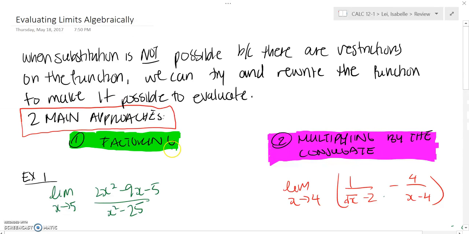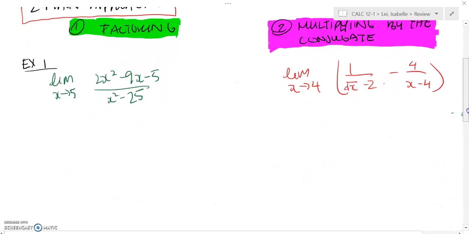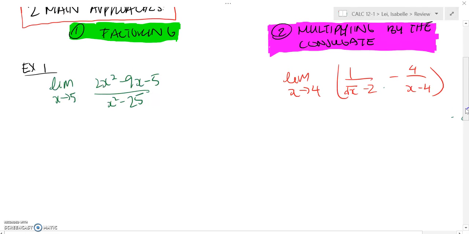So the two main approaches we can take to evaluating limits algebraically are through factoring and multiplying by the conjugate. So first we're just going to talk about factoring, which will be in green. So our first example of evaluating limits algebraically by factoring is this. So here we have a function where we're taking the limit of the function as x approaches 5.